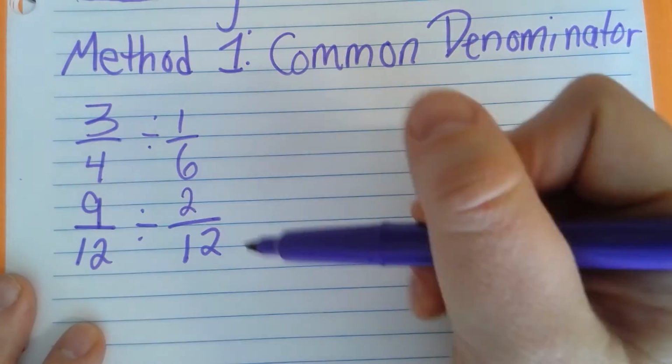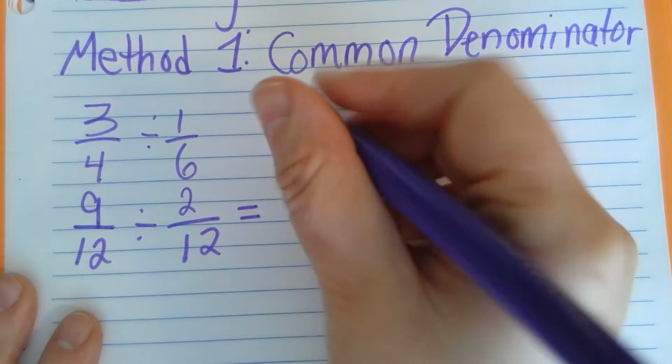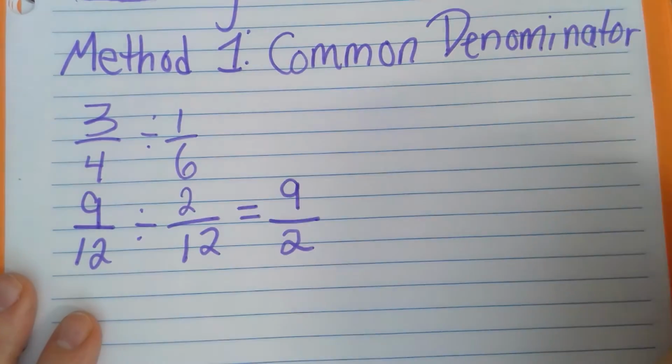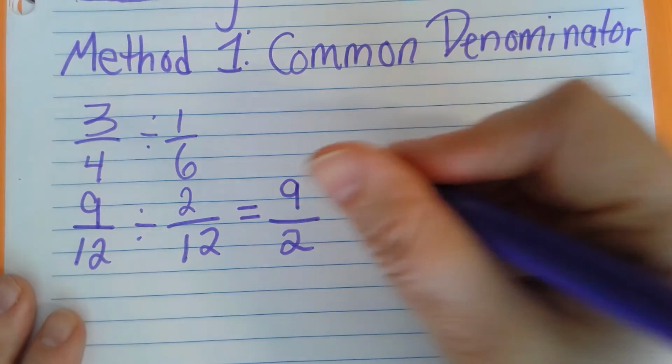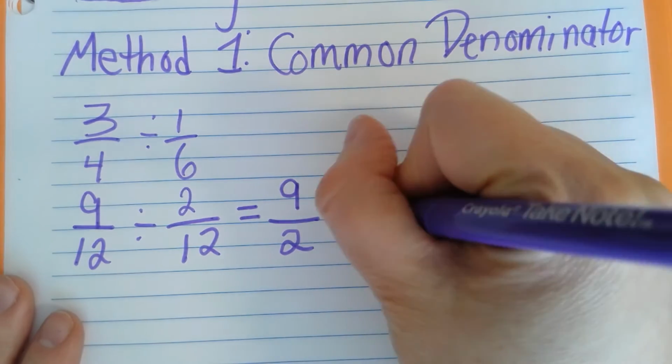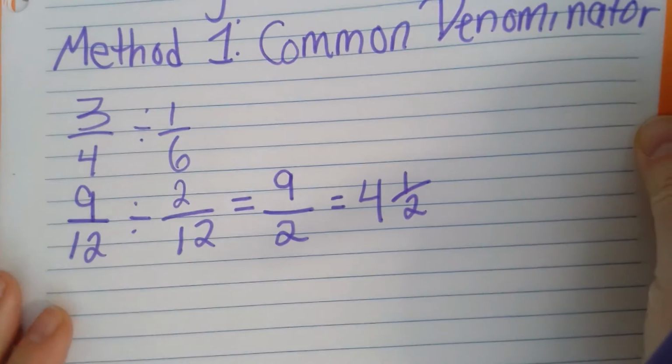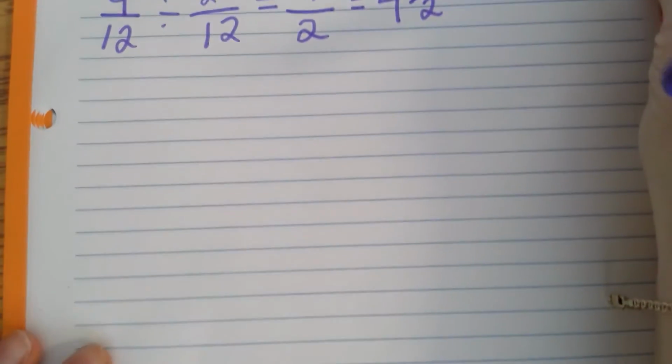Once I have my fractions on a common denominator, my answer is going to be my first numerator over my second for my answer, which is 9/2, which I'm going to simplify to 4.5. Common denominators is not the only method that you can use.